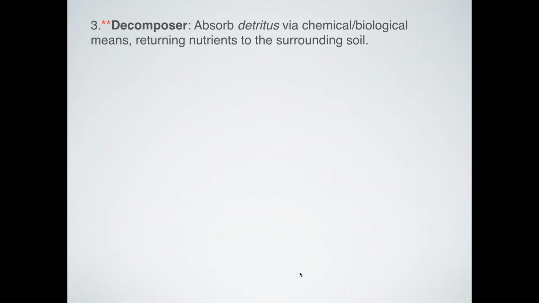Okay, decomposers. They absorb detritus, or detritus, again, depending on how you want to say it. And when they absorb it, they're doing so via either chemical or biological means.